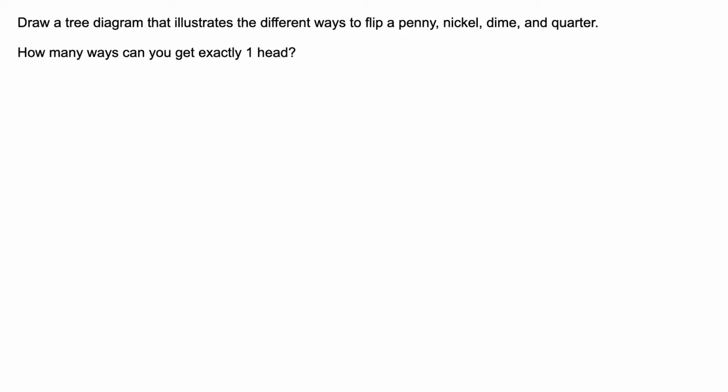So a tree diagram is a way to systematically count objects in a set or list objects in a set. We start out with branches, and then from those branches we can add other branches to identify the different objects in the set.